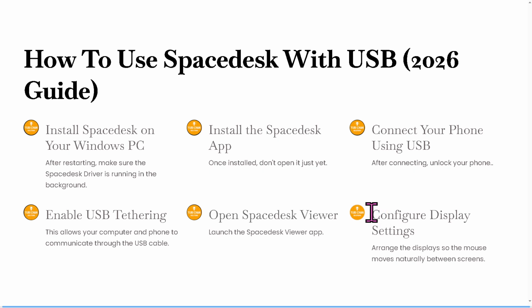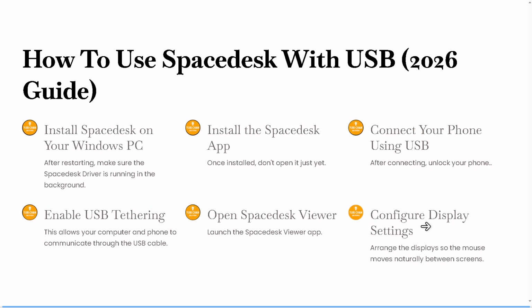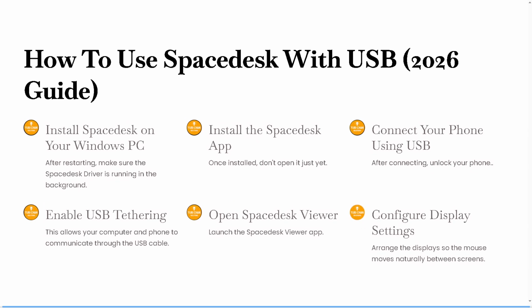And then finally, you need to configure the display settings. On your Windows PC, right-click the desktop and choose Display Settings. Here, you can rearrange your monitors, extend the display or duplicate the mode, change the display resolution, and adjust display scaling. Set the tablet as your primary or secondary monitor. Arrange the displays so the mouse moves naturally between screens.